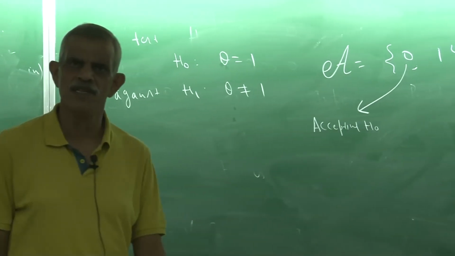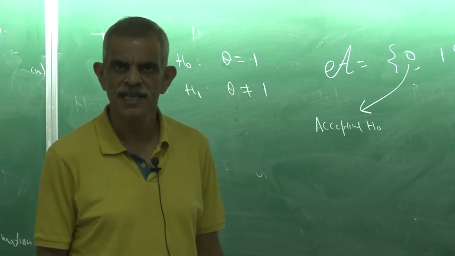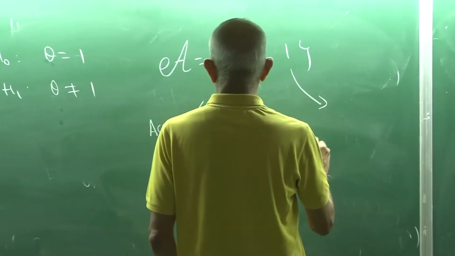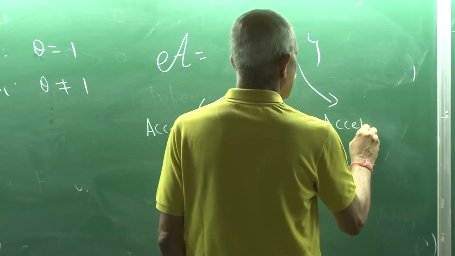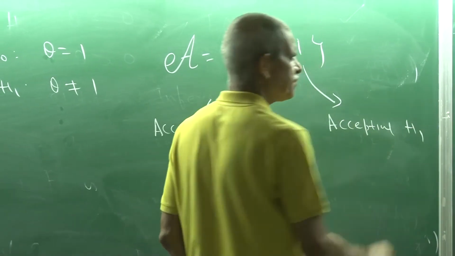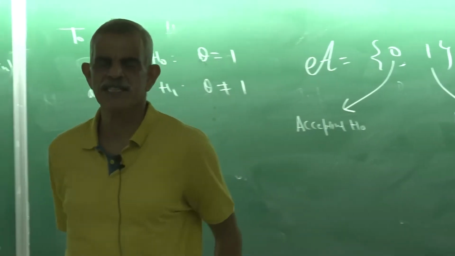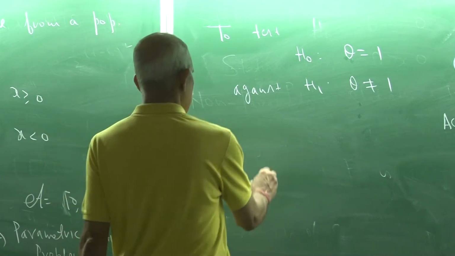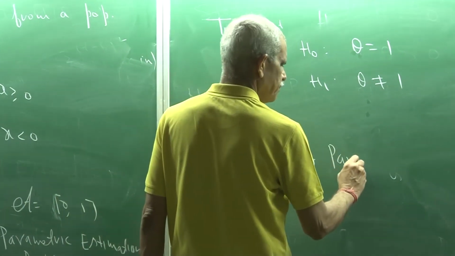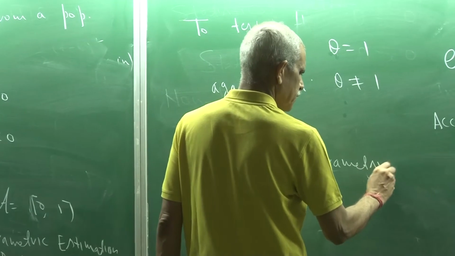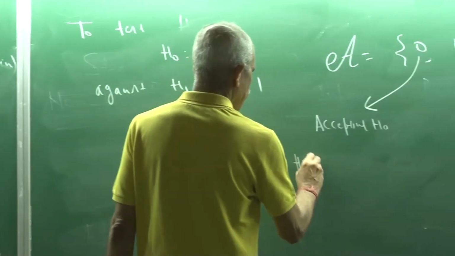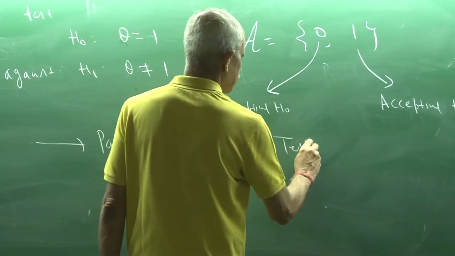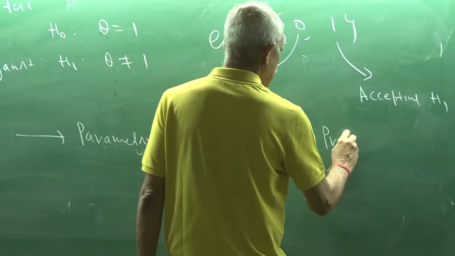0 is just a symbol which symbolizes that I am accepting H naught. And 1 is about accepting H1. So in this case, my action space has just two elements, 0 and 1. And this is a typical parametric hypothesis testing problem.